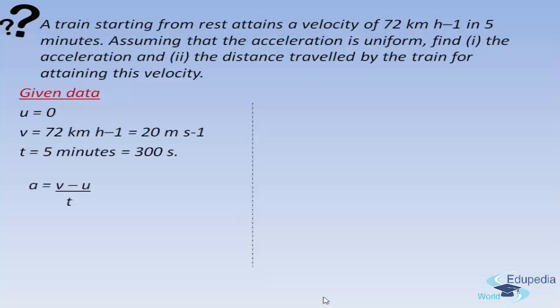Now we need to calculate the acceleration, and we already know that acceleration is the change in velocity divided by time. And what is the change in velocity? The final velocity minus the initial velocity gives us the change in velocity. So if we substitute these values, we get 20 minus 0, because 0 is the initial velocity, divided by 300, which is 1 by 15 meters per second square. So the train starts from 0 kilometers per hour and it reaches a velocity of 72 kilometers per hour.